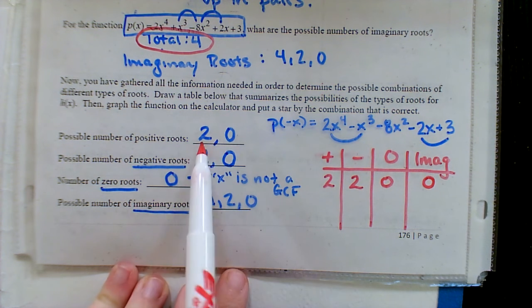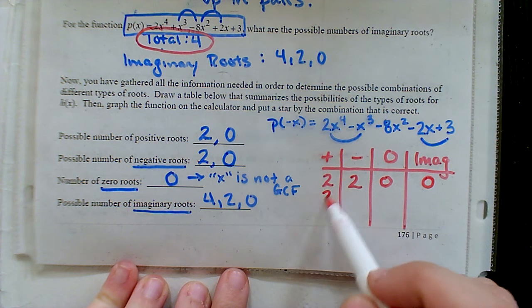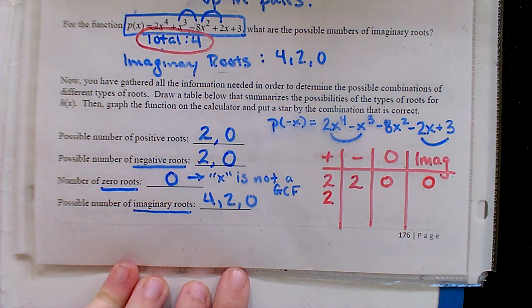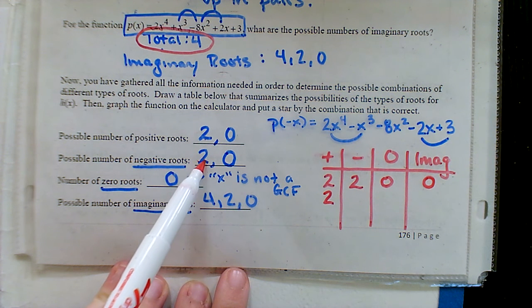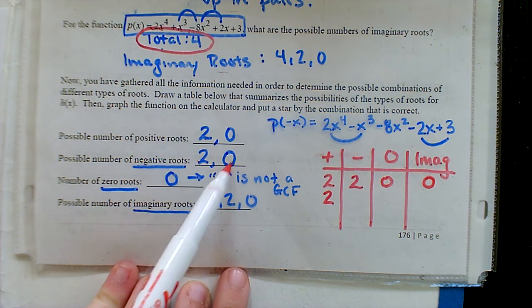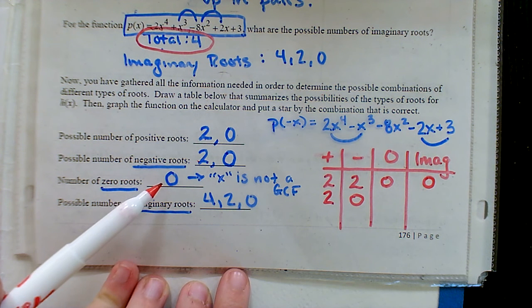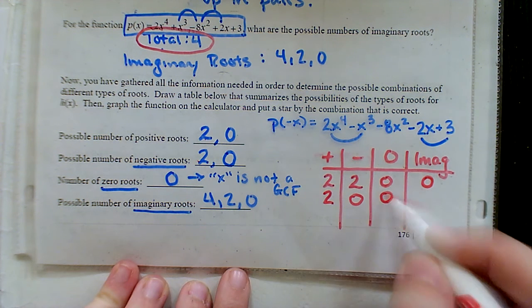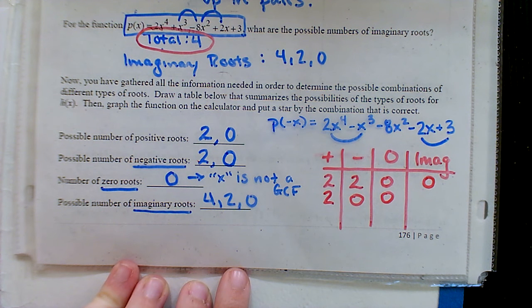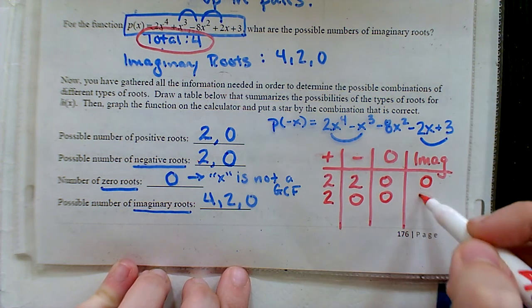Let's try another one. Maybe we have 2 positive x-intercepts. This time, instead of choosing 2 negative ones, because we did that last time, maybe we'll use the option of 0. We're always going to have 0 zero roots. So if we have 2 positive, no negative, no 0, how many must be imaginary? Yeah, 2. All right.